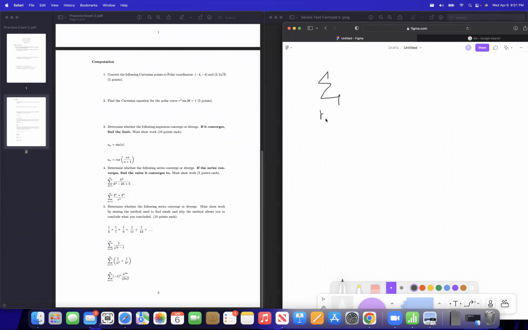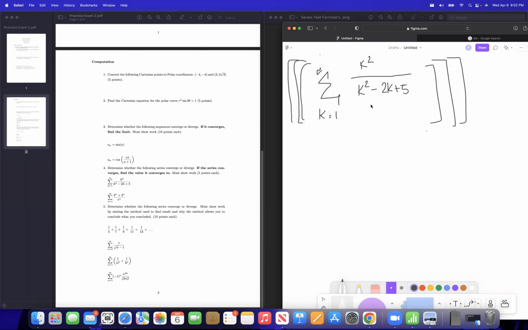We have another one here, n equals, or actually in this case, it's k. The sum from k equals 1 to infinity of k squared over k squared minus 2k plus 5, right? And we just want to see if it converges, and then figure out to what value it converges. And so we can basically use the divergence test here. It's not geometric, it's not alternating, it's not ratio, it's not p-series, it's not root, so we can use the divergence test.